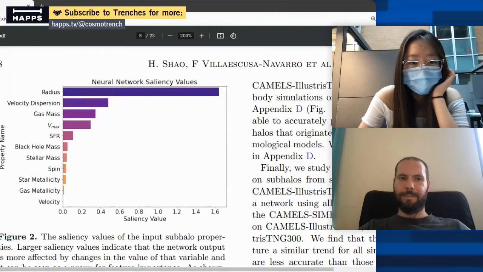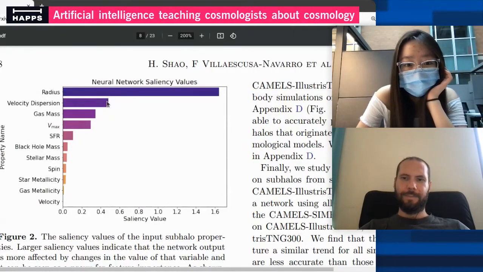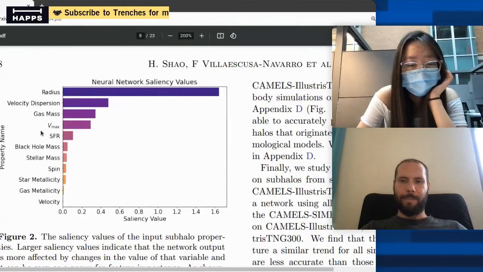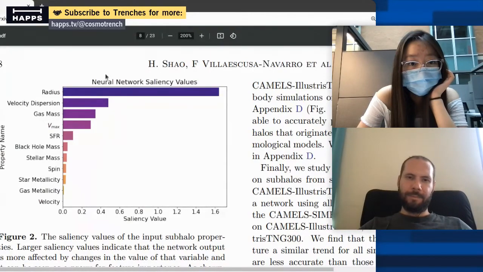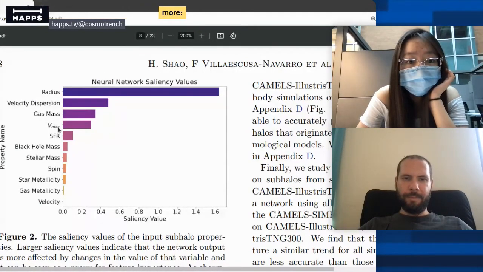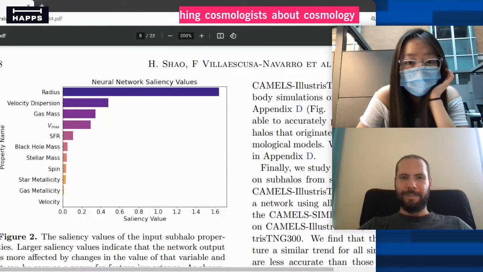Cool. So you mentioned this. I've found this saliency value plot, which, as you said, measures how sensitive the prediction is to these properties. If you change the radius or velocity dispersion by a little bit, how much does it change the weight going into the final prediction? One thing I see that's a little interesting here is that according to this ranking, gas mass is actually more important than Vmax. Is that something that you think is interesting to talk about, or why is that the case?